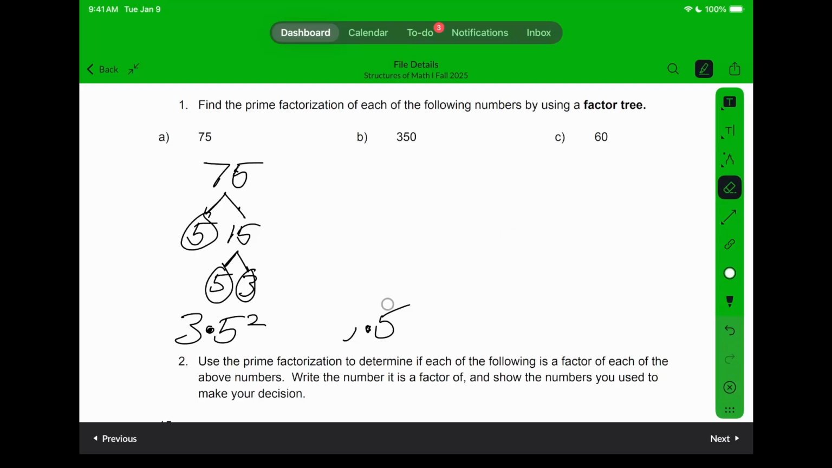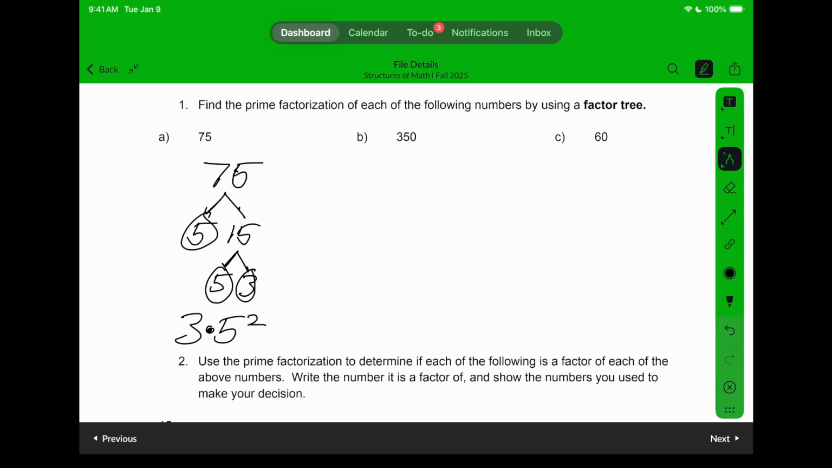There are other things you could do for 75. You could have done 5 and 15, or you could have done 3 and 25, which would give you 3 as your prime factor, and then split up 25 to find your 5s. This way that I did, you find your 5, split up 15 to find your other 5 and your 3. But again, it doesn't matter which way you do it. You end up with a 3 and two 5s. You end up with the same answer.